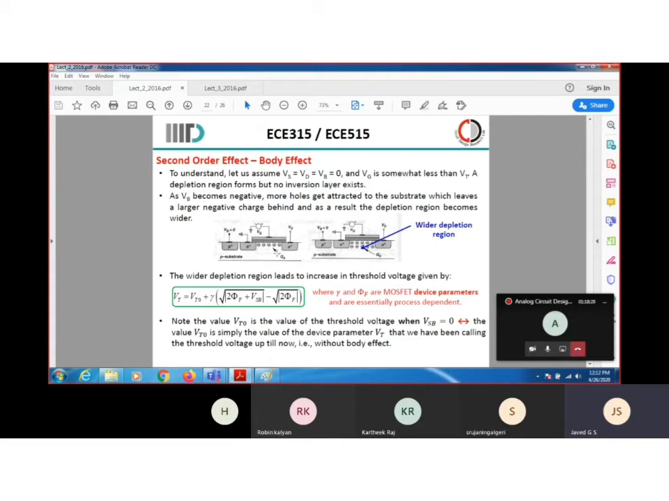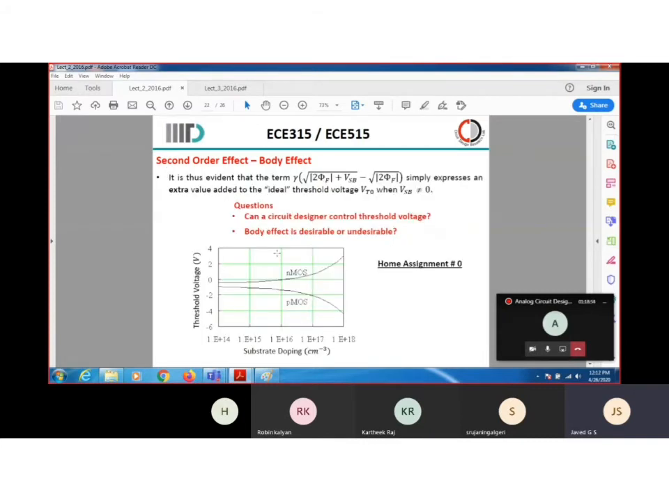So that means as you increase the source to bulk potential, you will actually have an additive factor present in your threshold voltage. So how does that play in the scenario? Note that the Vt naught is the value of the threshold voltage when Vsb is 0. The value is simply the device parameter that we have been calling the threshold without any body effect. What happens when you add the body effect? When you add the body effect, you will see the value going upwards in an NMOS threshold voltage, that is also depending upon the substrate doping, and you will also see in the PMOS the threshold voltage going negative with regards to again the substrate doping.